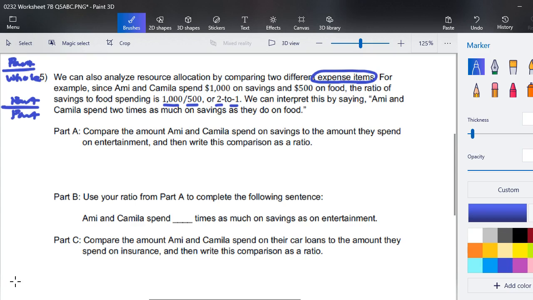So in this first one, part A, compare the amount Amy and Camilla spend on savings. Remember, let's write some words. To the amount they spend on entertainment.